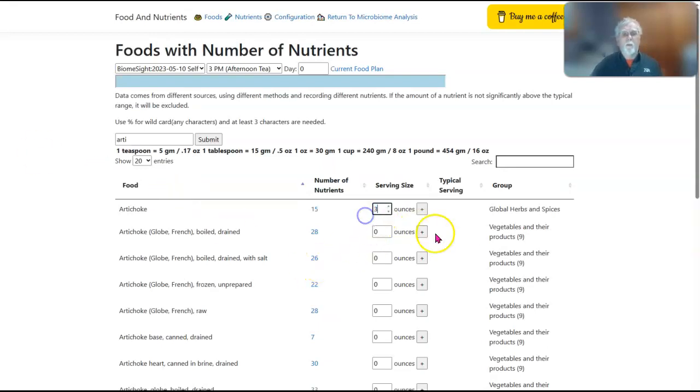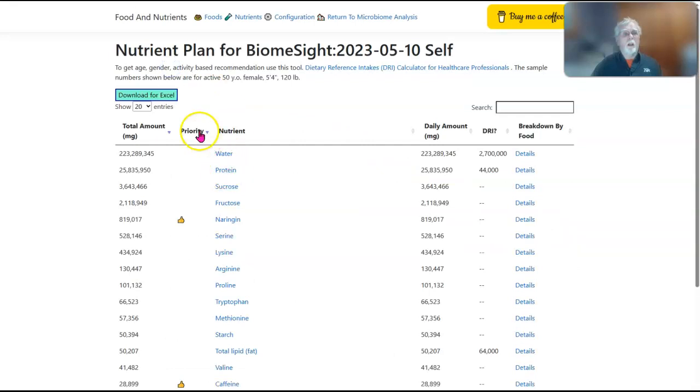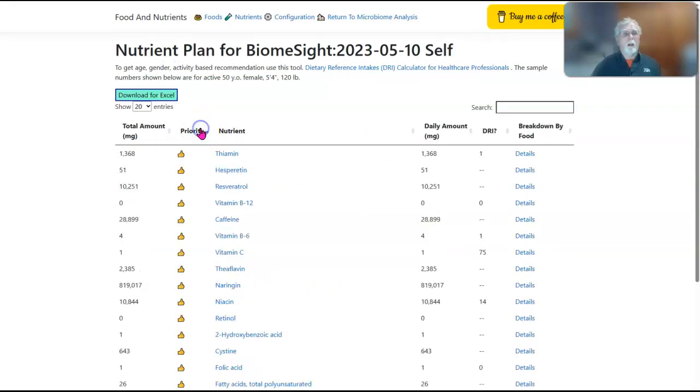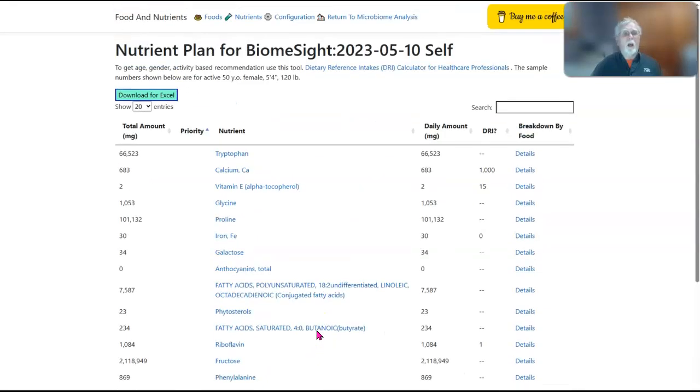there, and you put in 3 ounces of artichoke, and we go over to there, we look at nutrients and click here, and artichoke doesn't show up inulin. Okay, need to double check that, but basically that's the process. Okay, I'll shut up and let you get to experimenting.